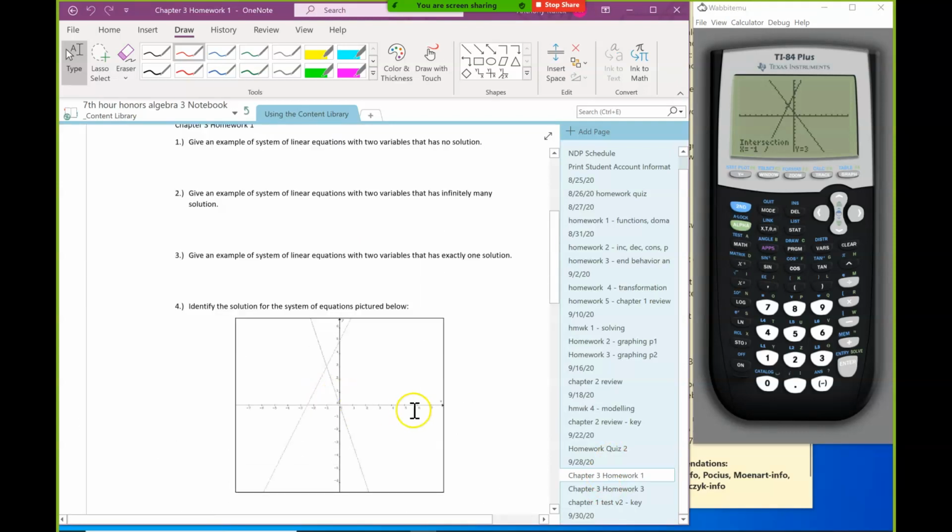So the solution is just the intersection, right? So it looks like that's at -1, 3. That's it.